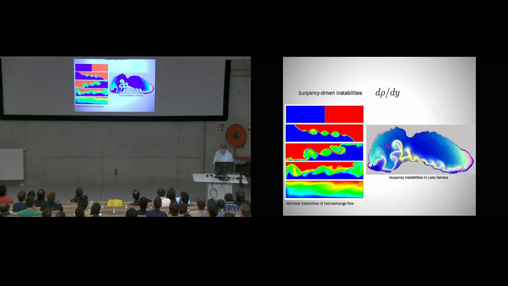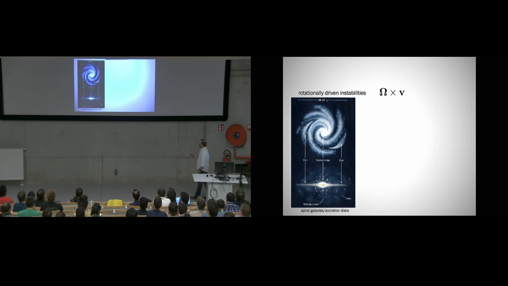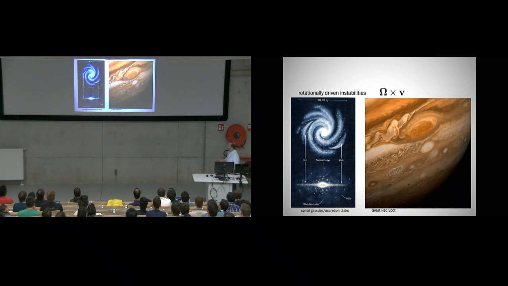If you go really high up in Reynolds numbers, then you can also have rotationally driven instabilities. The spiral galaxy and accretion disks are just full of instabilities. The spiral arms that are forming are manifestations of a rotational instability. And for example, the red spot on Jupiter is certainly an instability.